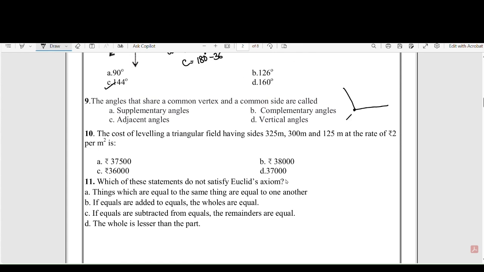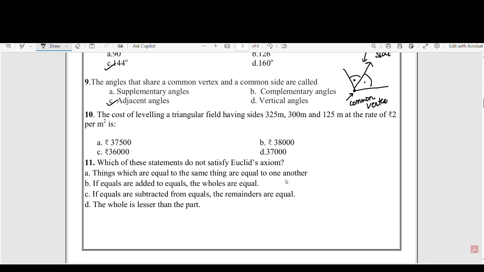Next, the angles that share a common vertex. For example, this is your common vertex. And a common side. So this one is your common side. What are these two angles? These two angles are adjacent angles. This is the definition of adjacent angles.